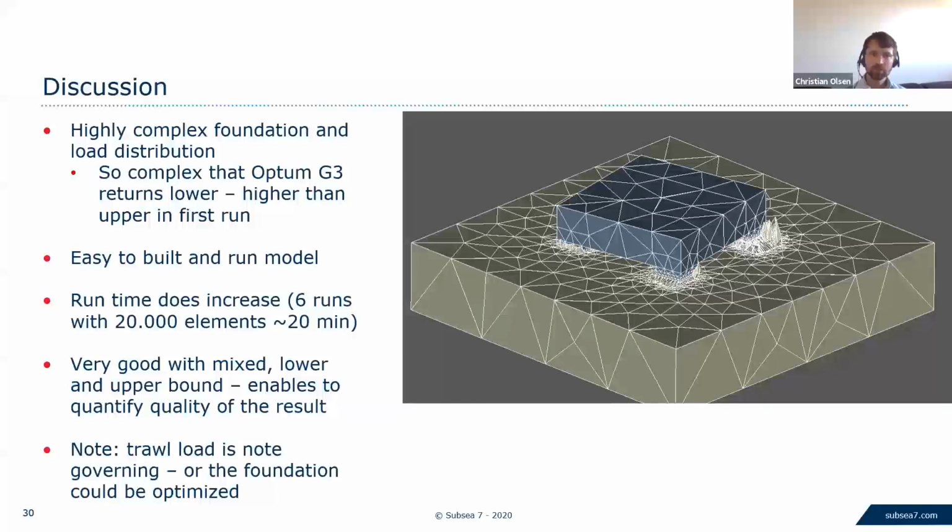However, you do get a good sense of the capacity when you have the lower bound and the upper bound and then the mixed element as well. So it enables you to quantify the quality of the results. And just last year, the Trawl load is never this high. So this particular template is not a concern for the Trawl load in that case.